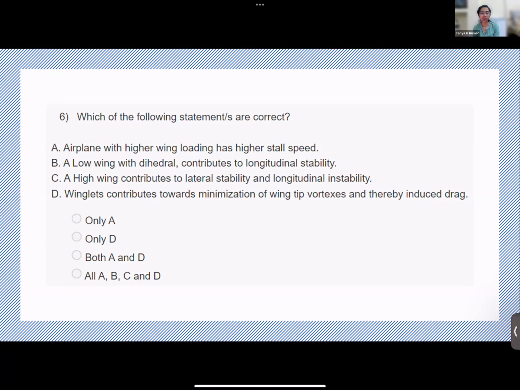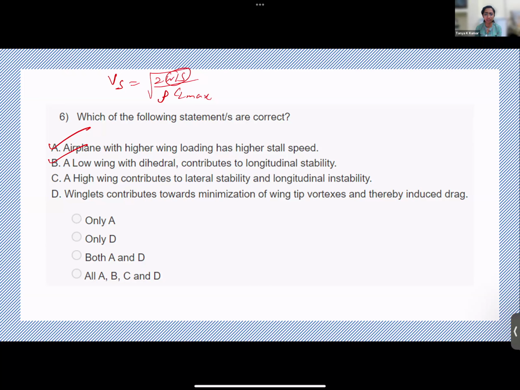Alright. So an airplane with higher wing loading has higher stall speed. What is the equation for stall speed? Square root of 2W by S rho CL max. Higher wing loading has higher stalling speed, right? So this is true. A low wing with dihedral contributes towards stability. We had seen this, right? That is true. A high wing contributes to lateral stability and longitudinal instability.